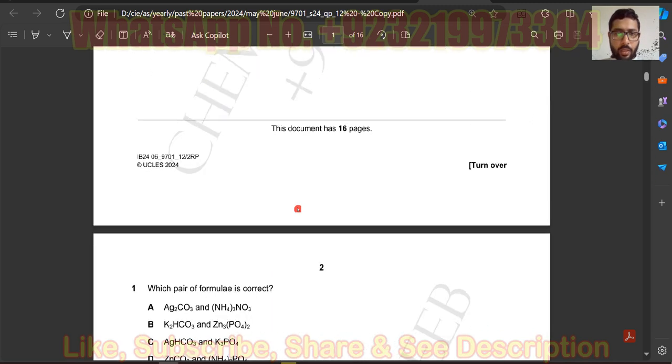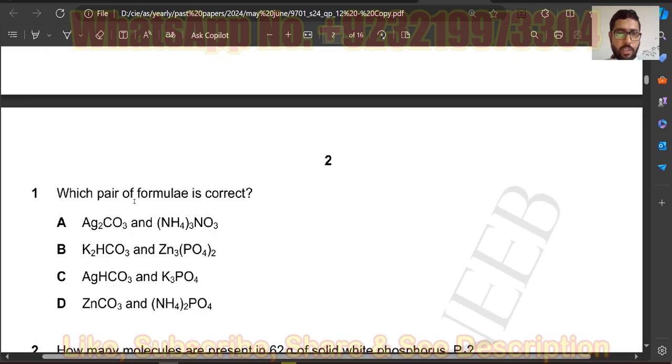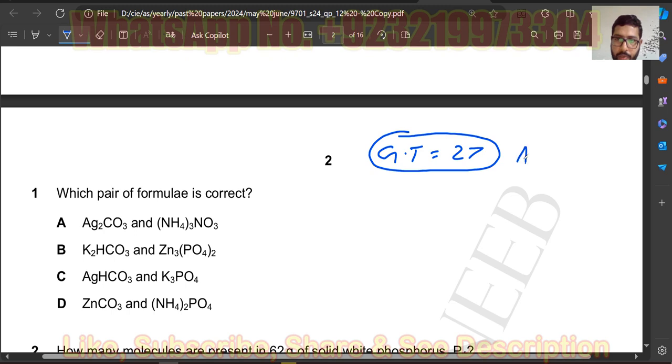Okay, so here the first question is, which pair of formulas is correct? Before moving to the solution of this paper, let me tell you the grade threshold of this paper is 27. That's the grade threshold of A grade.